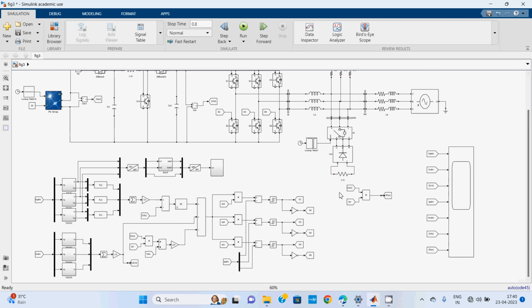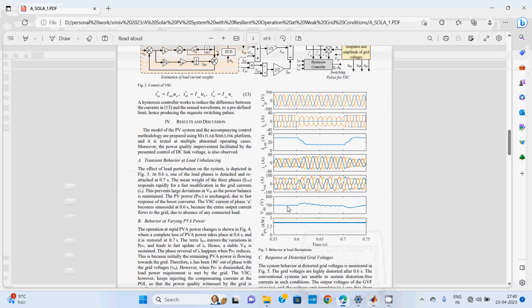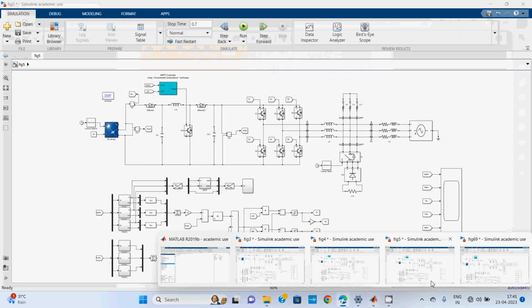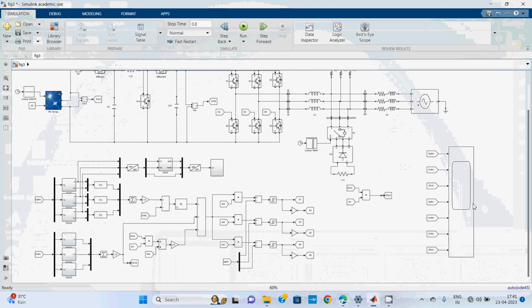In the first case, the result is that one phase of the load is switched off in the time interval of 0.6 to 0.7 seconds. At that time, what parameters change from the generation to the load? I will show you here. We just need to take the results, whatever they mentioned. I will give you the results here.